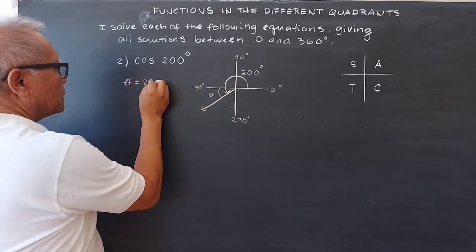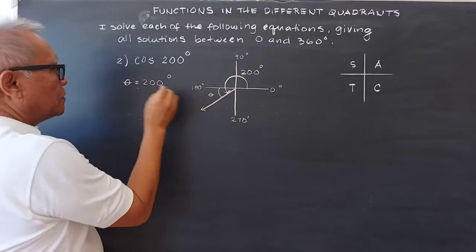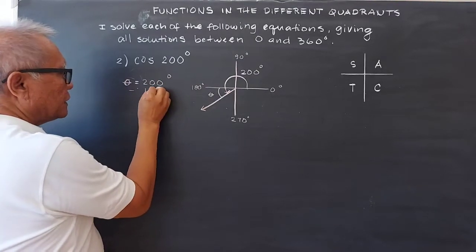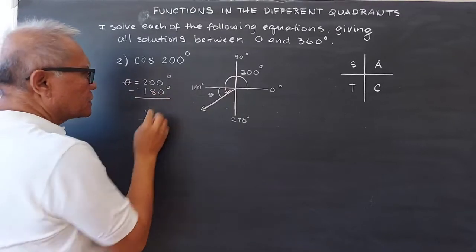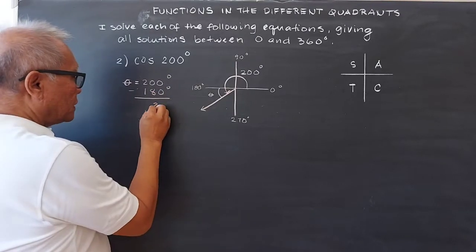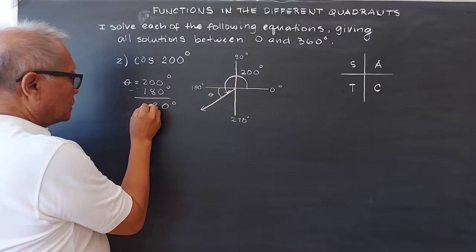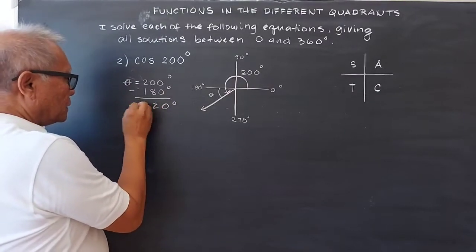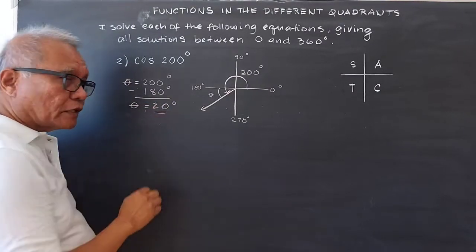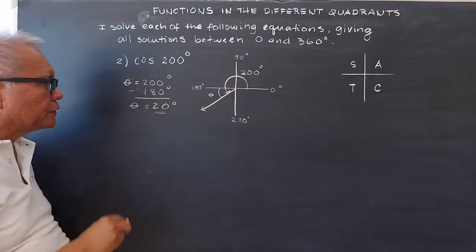So we have 200 degrees minus the 180 degrees. So we have here our acute angle, which is 20 degrees. We are going to use the 20 degrees later.